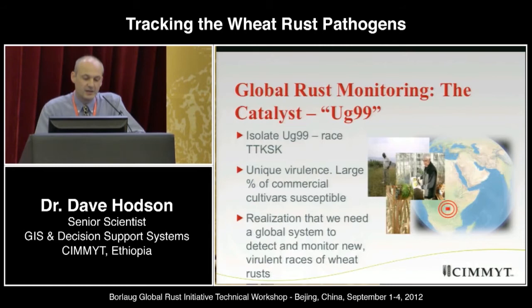And this led to the efforts championed by Dr. Borlaug, the realization that we needed a global system to be able to detect and monitor these new virulent races of wheat rust. UG99 was just the example that woke us all up, that we didn't have monitoring systems in place, and we really needed to pick up these important changes, find out where they were occurring, and then the subsequent changes and migrations that were happening as a result of those. So that's the foundation for all of this work.